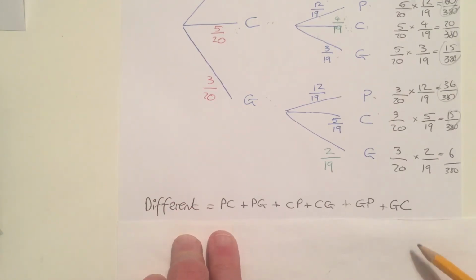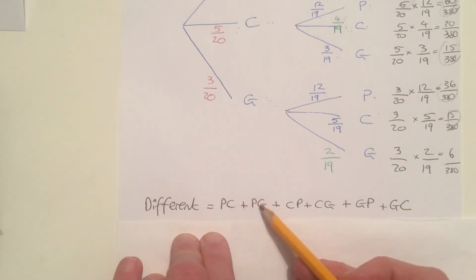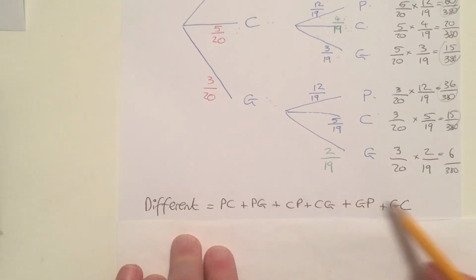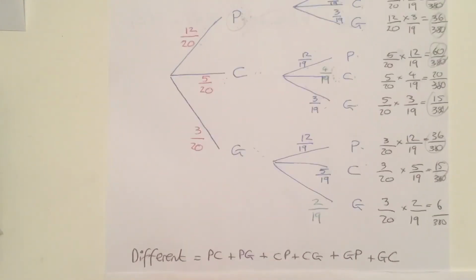And because it could be any of them, it could be this one or this one or this one, that's why I'm adding all of them together. So I could add all of those numbers I just circled together. That's one way of doing it, and that will give you the correct answer. If I add all of them together, I'll get 222 out of 380. And that is the correct answer.